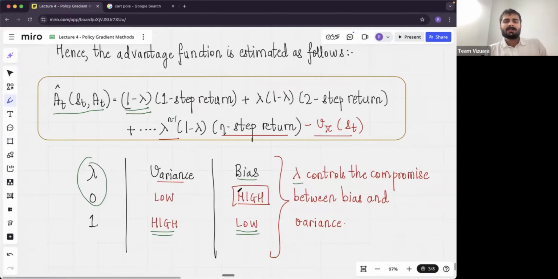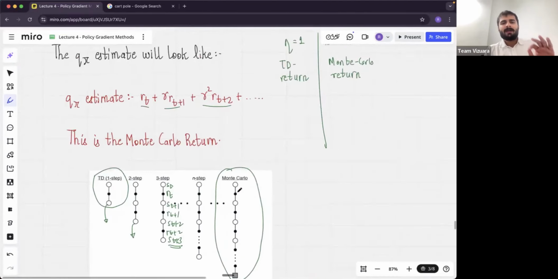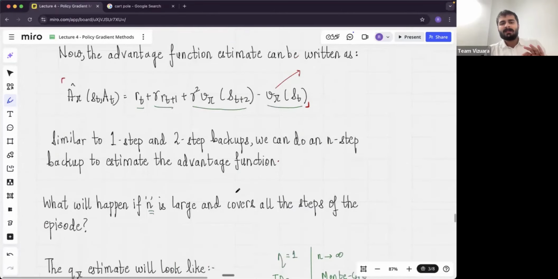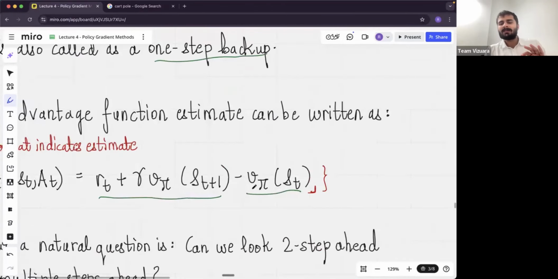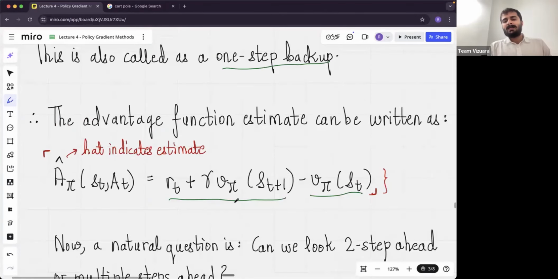So let me again explain how advantage is calculated. A very simple way to calculate advantage is just use a one step return like this. That's it. Just use a one step backup where you replace the Q value estimate by R t plus gamma times V pi of S t plus 1. And this is something you can go ahead with. It is fine. There is no problem, but it has a lot of bias, right? Why do I only look at a one step return? Why can't I look at two step, three step return?